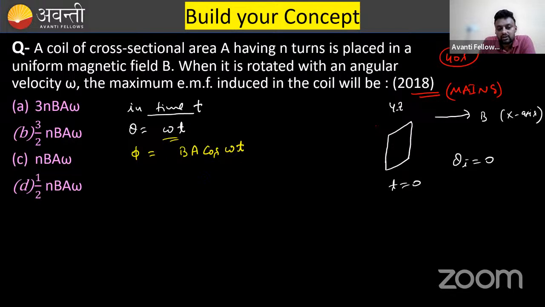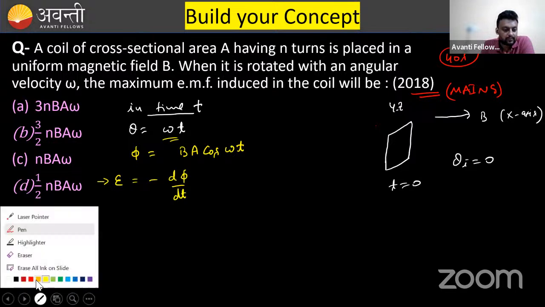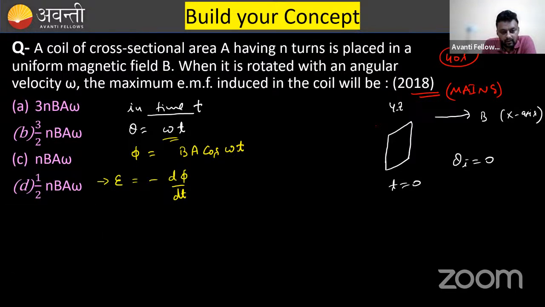At any time t, the flux is BA cos omega t. So what is the EMF induced? Everybody knows that EMF induced is minus d phi over dt. Now you can put the values: that will be minus d over dt of phi, and phi is BA cos omega t. Now it's just a differentiation. E is equal to, minus is already there, B and A are constants.